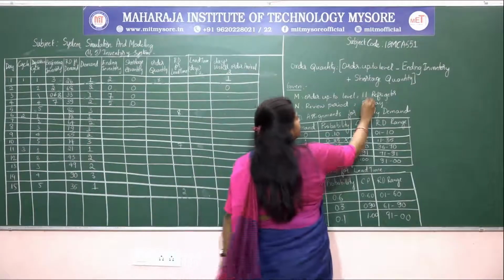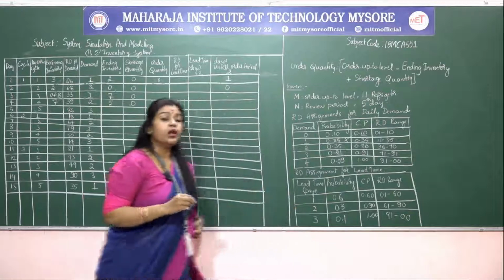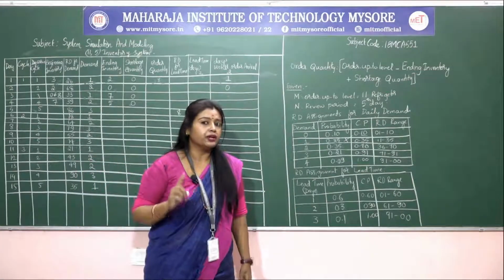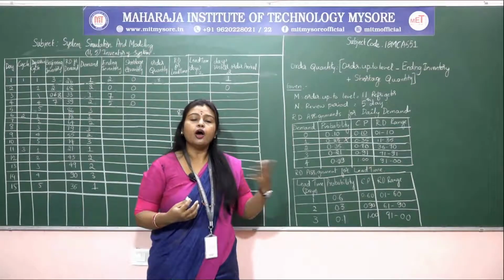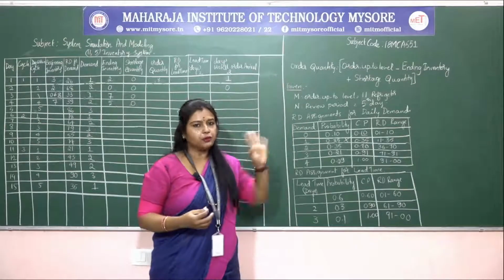Okay, so the review period is 5th day. So now on the review period we need to calculate the order quantity. That means we need to place an order for how many refrigerators, based on this formula we need to calculate.